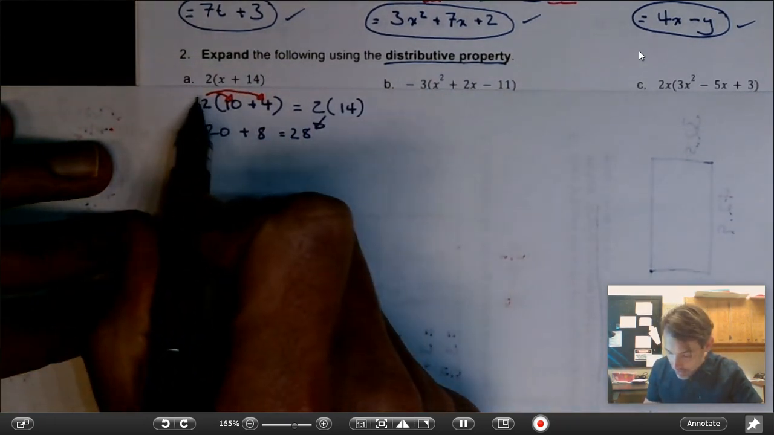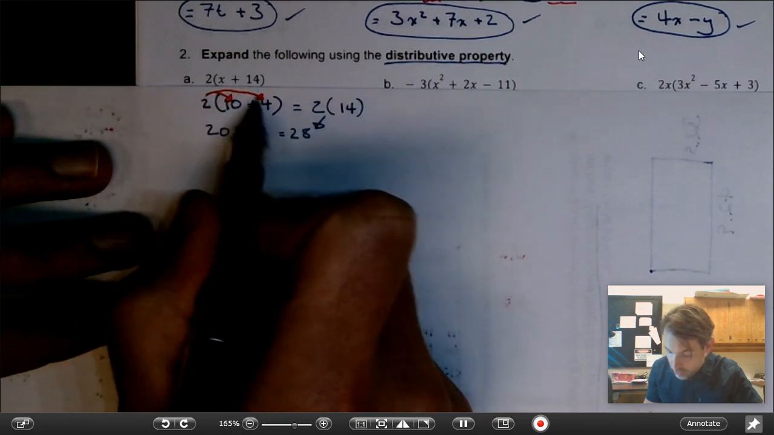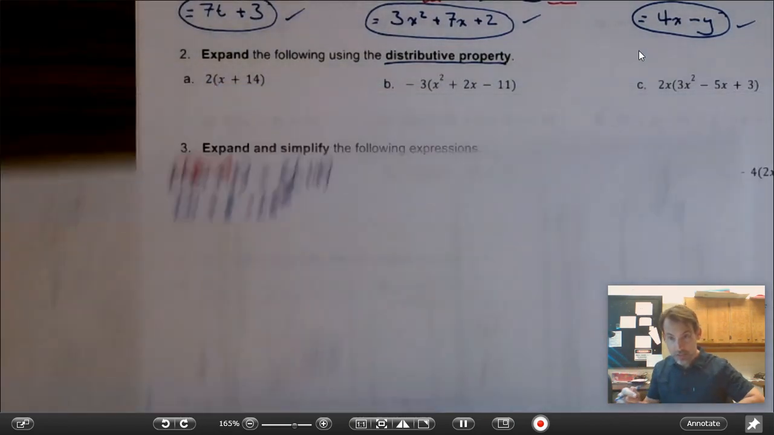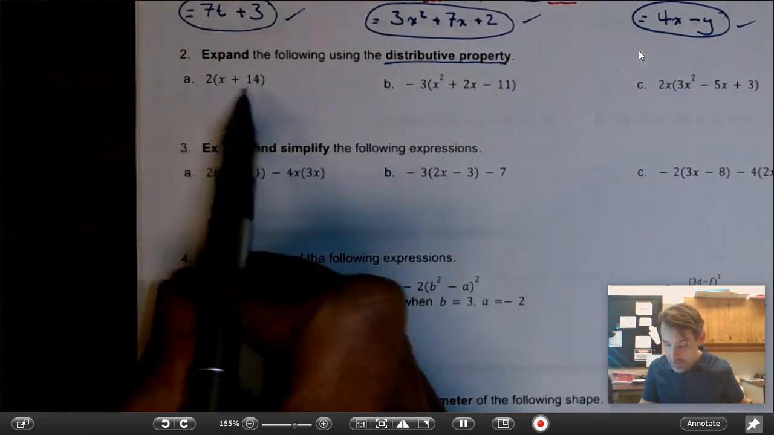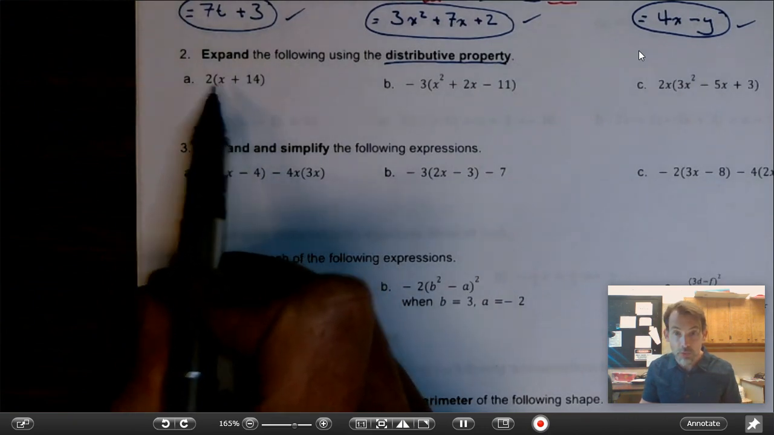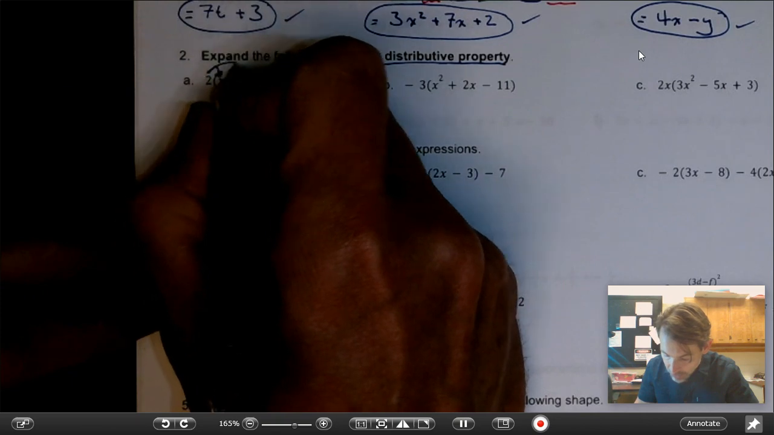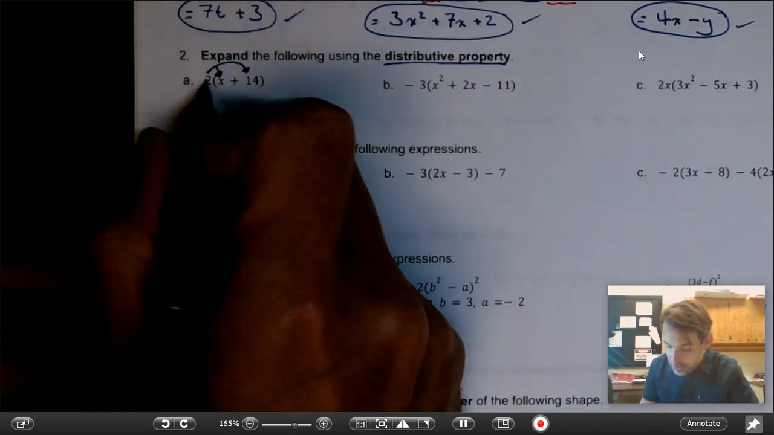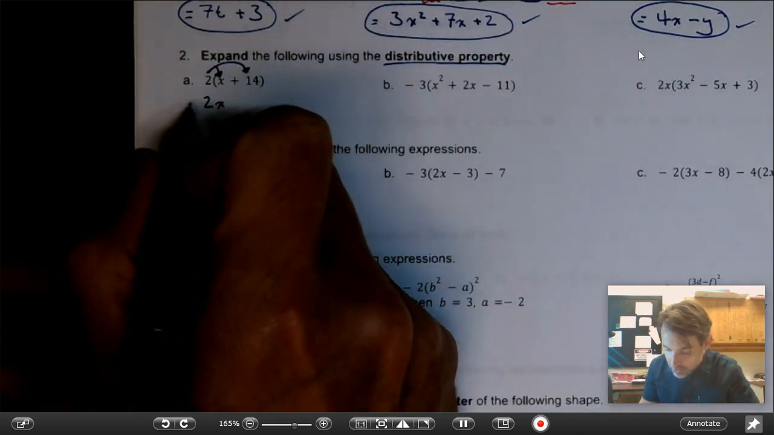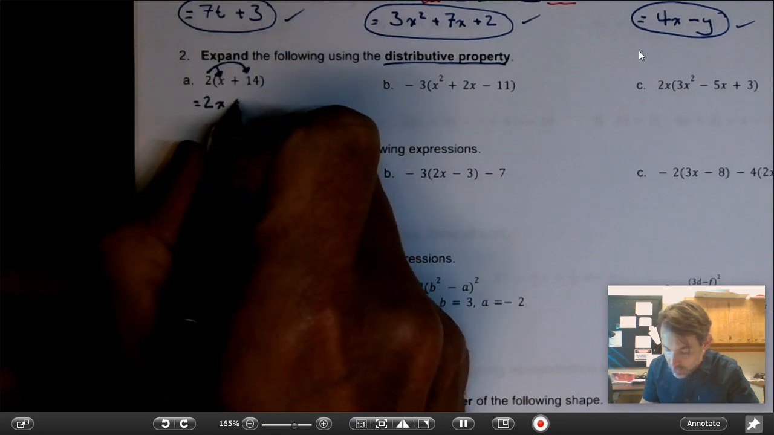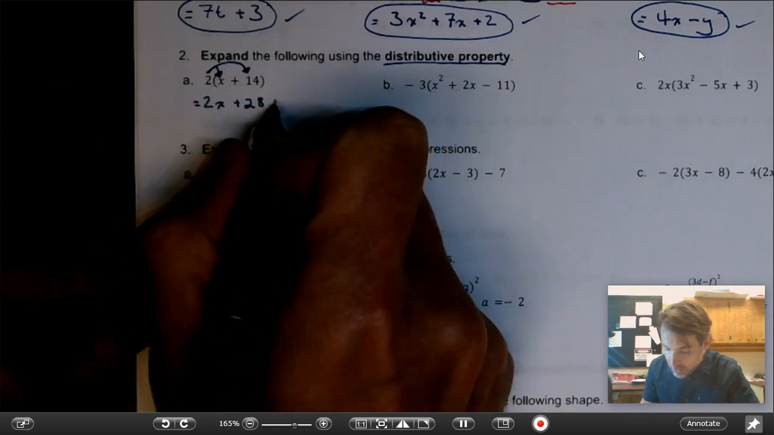So I need to make sure I do both of those multiplications when I'm multiplying things into brackets. That applies here as well, even when I don't know what one of the numbers is yet. I will do 2 multiplied by x and 2 multiplied by 14. 2 times x is 2x. 2 times 14 is 28. And that's done.